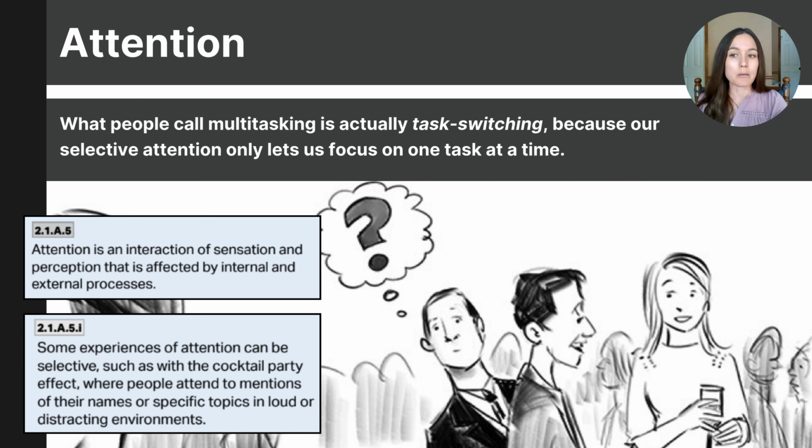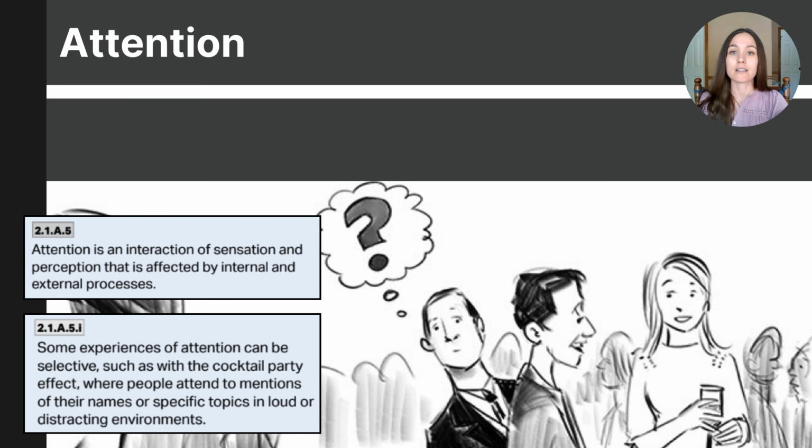For example, when people try to talk on the phone and type an email, they are not effectively multitasking, but rather task switching, which can lead to lower quality work and longer completion times. Selective attention shows us that focusing on one task at a time is generally more effective and efficient than attempting to juggle multiple tasks.